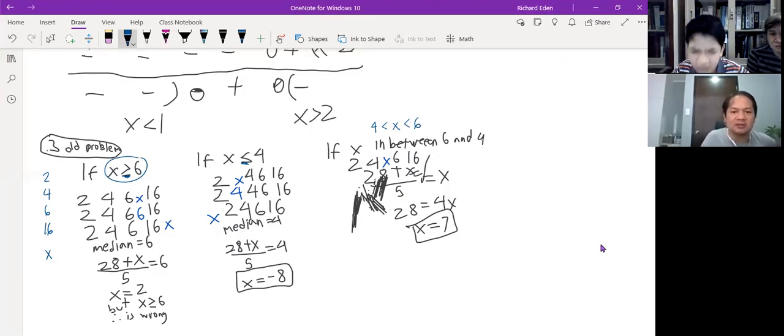On the other hand, if it's less or equal to 4, nandun siya. So the median is going to be 4. But x equals 7 is not in between 6 and 4. What's that? 7 is not between 6 and 4 po.